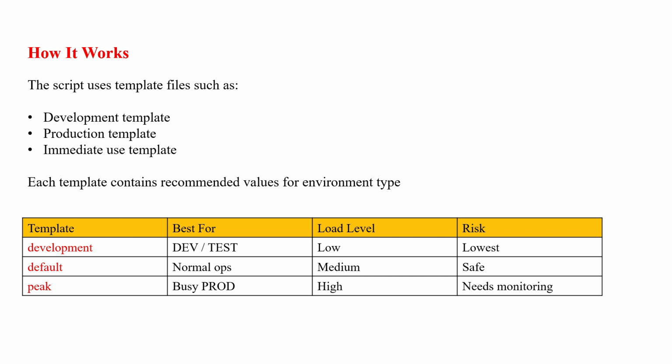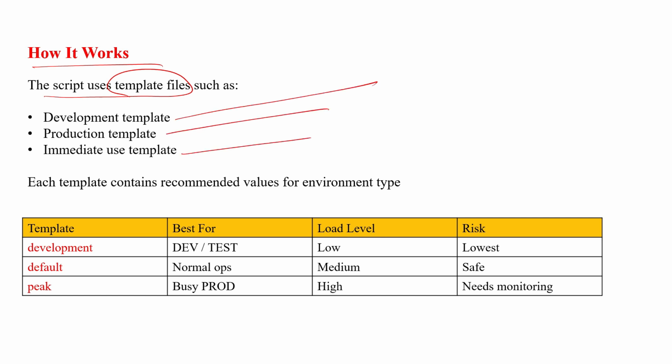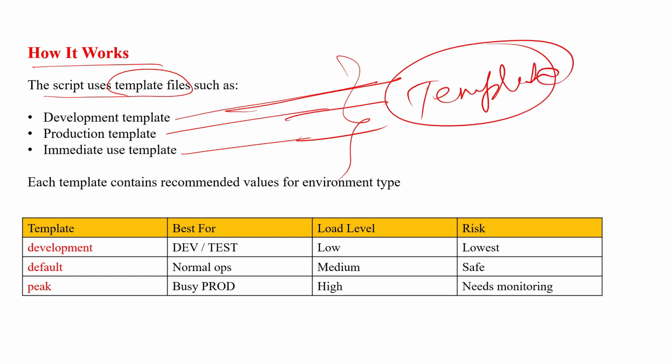Okay, now how it works is very simple. This script uses template files. As I said, we have the development environment, production environment, and immediate use template. These three categories we have discussed so far, right? So for each and every category we have a template file.